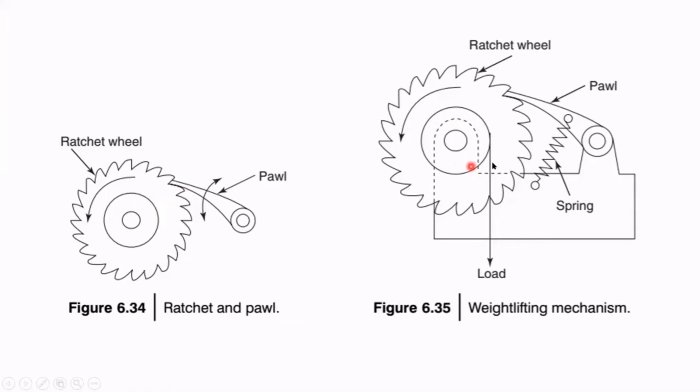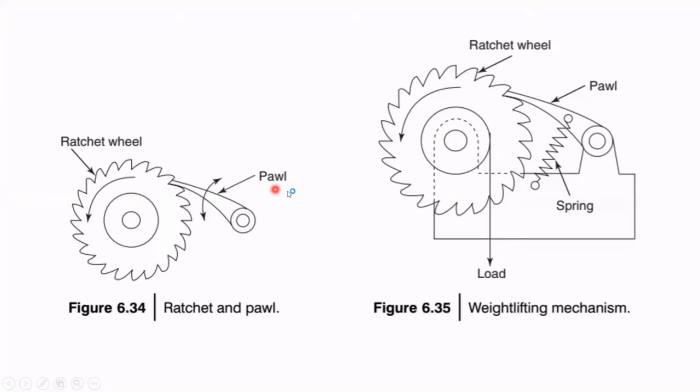This is the pulley. Here we have a rope, and the rope is connected to the load. If the wheel is rotating, the load is lifted. Suddenly, if you stop the wheel, there is no reverse motion for the ratchet wheel, which means the weight always moves upward only. There is no reverse because of this pawl and ratchet mechanism. The pawl and ratchet mechanism only allows rotation in one direction.